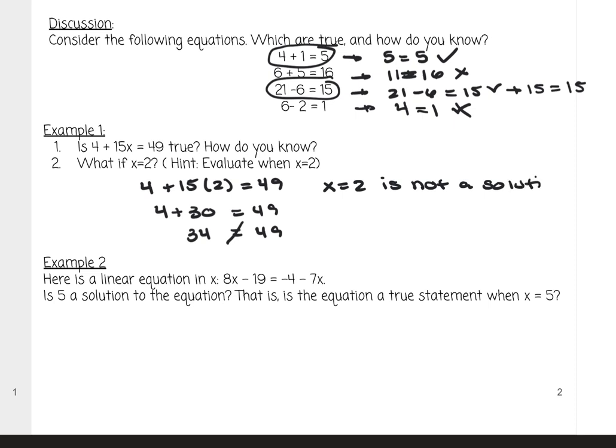All right, so this will definitely come in handy when we are solving multi-step equations because, again, we have more steps. So we just have to make sure that we double check ourselves. A little bit easier when we're working with 1- and 2-step equations. All right, let's take a look at example 2.